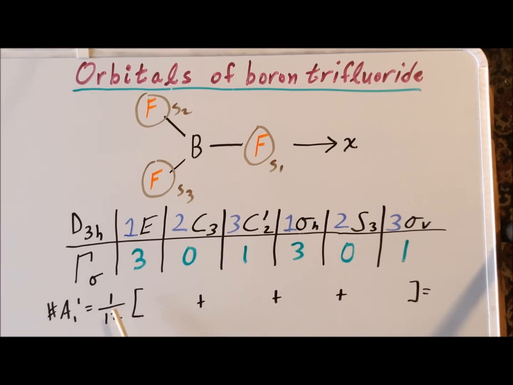The reason why we do this is that 12 is the number of symmetry operations in the group, which we call the order of the group. No matter what problem we're working with when we're doing this reduction of a reducible representation, we always have this factor in front, 1 over the order of the group. So that's where the 12 comes from: 1 plus 2 plus 3 plus 1 plus 2 plus 3 is 12. That's the number of symmetry operations in D3h.